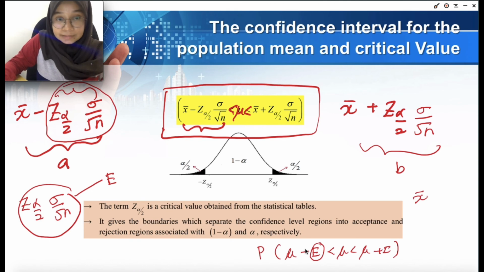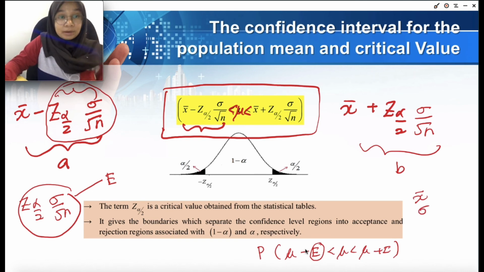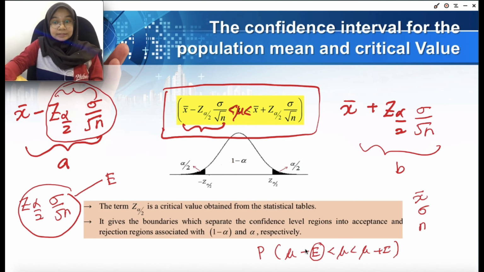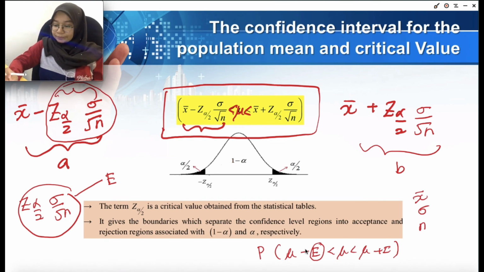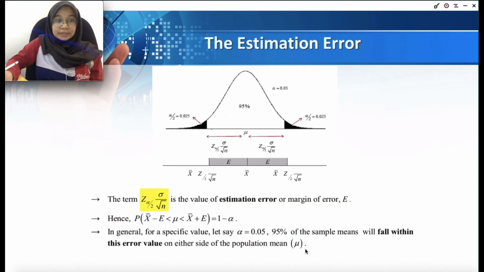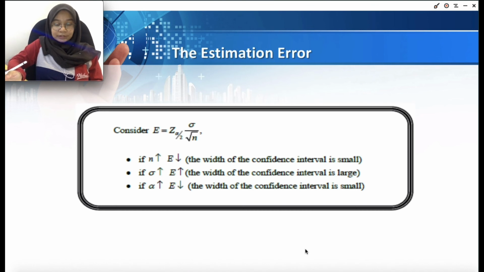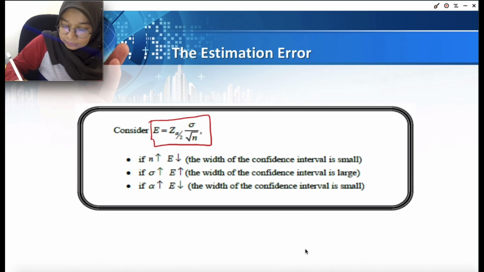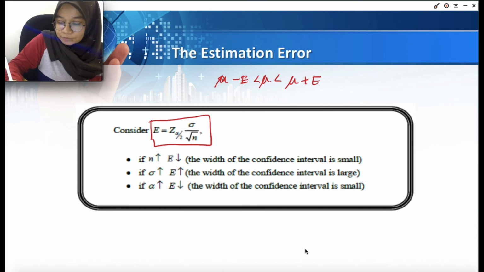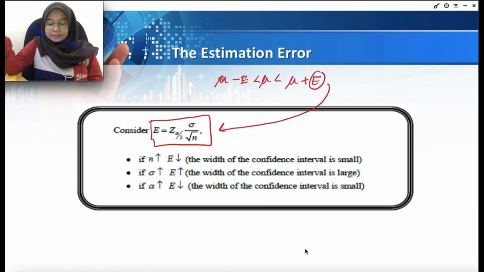So what is x bar? X bar is the sample mean. What is sigma? Sigma is the sample standard deviation. And n is the sample size. You have to remember all the symbols here. When we talk about sigma, what is sigma? What is n? What is x bar? We will use this formula to find the confidence interval for 1 population mean. This is the estimation error that I talked about just now, and you have the lower boundary and the upper boundary. Where do we get this formula? From mu minus error less than mu plus error. The error here is z alpha over 2 sigma over square root n.